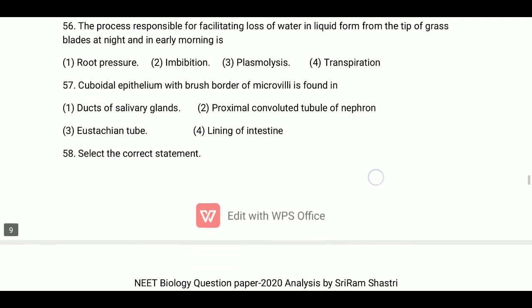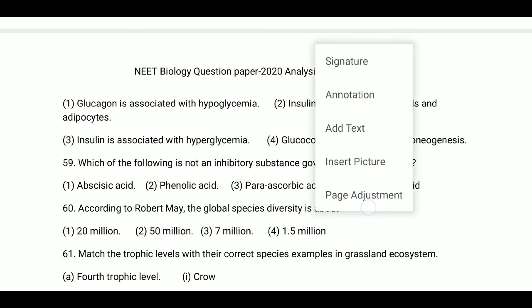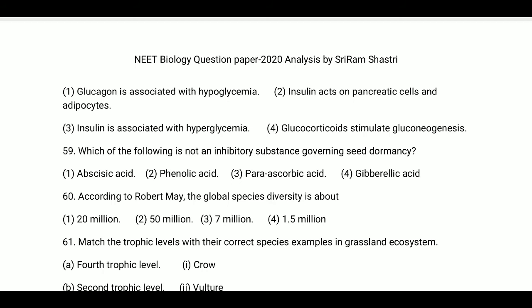Select the correct statement is the next question. Then glucagon is associated with hypoglycemia. Insulin acts on pancreatic cell and adipocytes. Insulin is associated with hypoglycemia. Glucocorticoids stimulate gluconeogenesis. Okay, the right answer for this is glucocorticoids stimulate gluconeogenesis. Fourth option is the right answer.